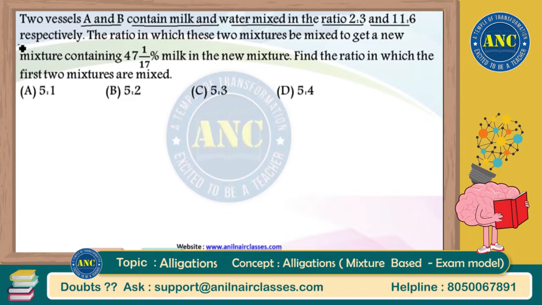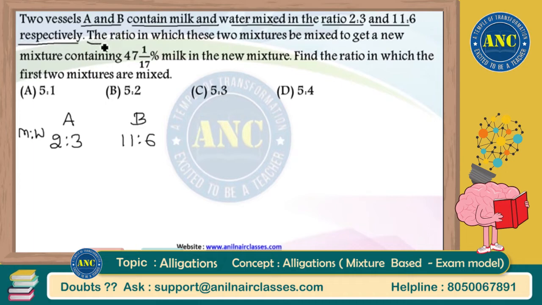and 11:6 respectively. Now there are two vessels, vessel A, and there is another vessel B. In the first vessel A, milk and water is in the ratio 2:3. This is the ratio of milk and water. In the second vessel B, milk and water is in the ratio 11:6. This is what is given in the statement.